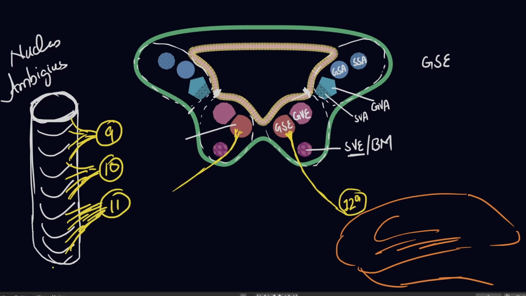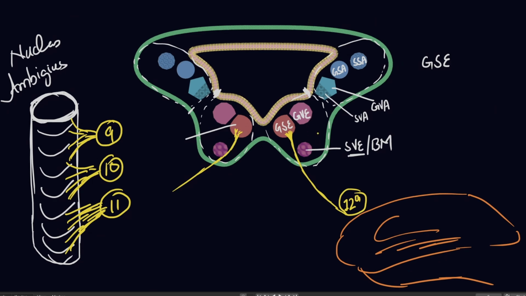So it is supplying the brachiomotor or special visceral efferent fibers to the 9th, 10th and 11th cranial nerves. All these nerves basically originate from the medulla oblongata: the 9th, 10th, 11th, and the other one is the 12th. Then we talk about the general visceral efferent.